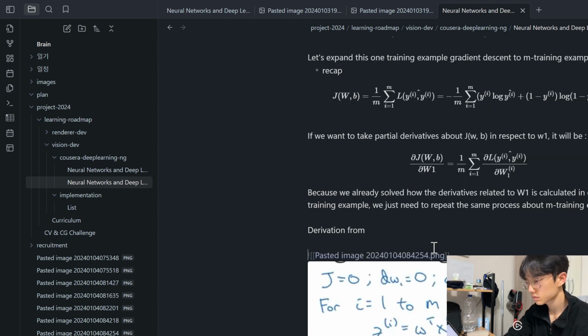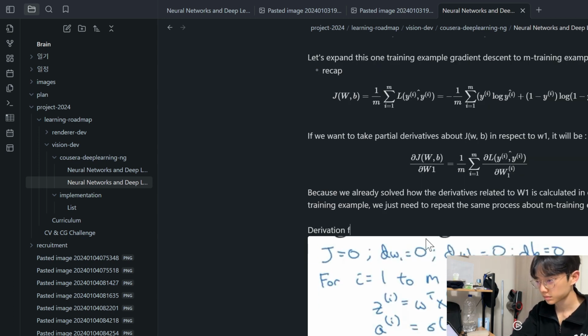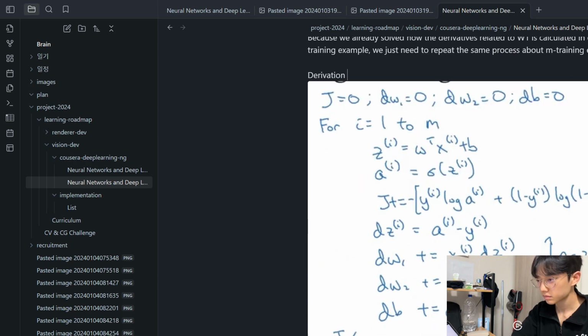We're using dw1, dw2, and db as accumulators, right? So that after this computation, dw1 is equal to the derivative of your overall cost function with respect to w1, and similarly for dw2 and db. Notice that dw1 and dw2 do not have a superscript i because we're using them in this code as accumulators to sum over the entire training set.